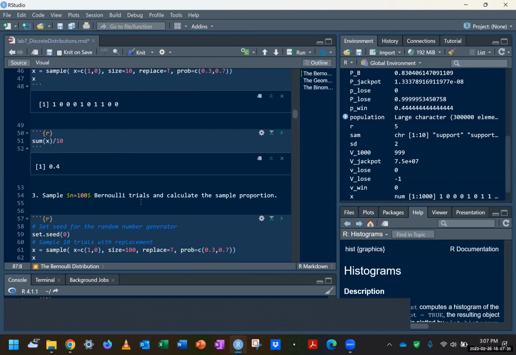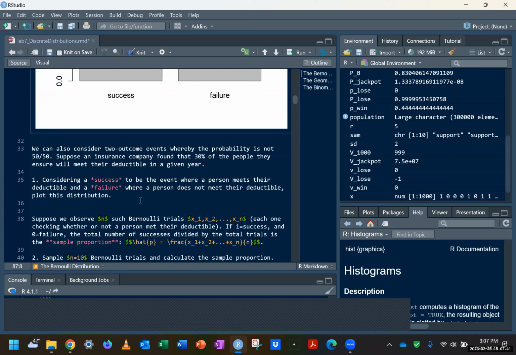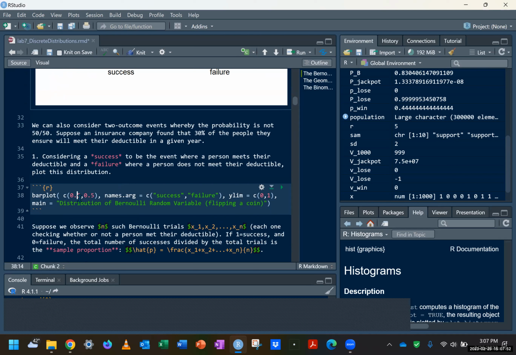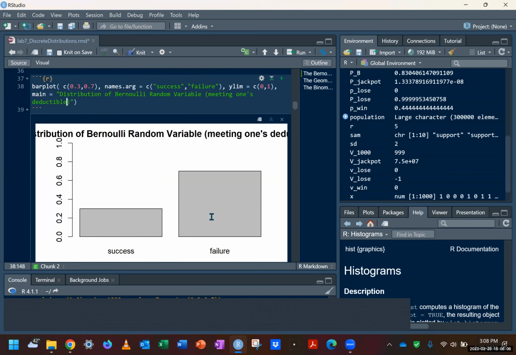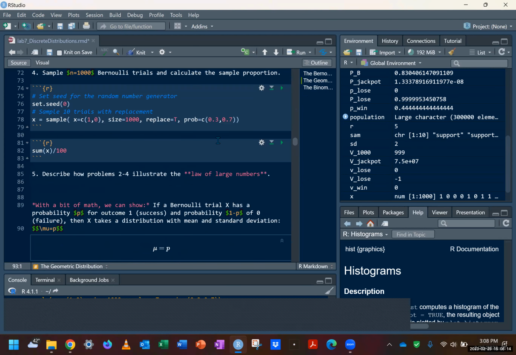I think that's it. Did we skip anything? Nope. One thing you could do, if you wanted, is you could plot this for the deductible situation. If we have 0.3 as a success, 0.7 as a failure, here's the distribution of meeting the deductible. And again, this is called a Bernoulli distribution, Bernoulli random variable. I thought that was in this. But anyhow, that's the first section.